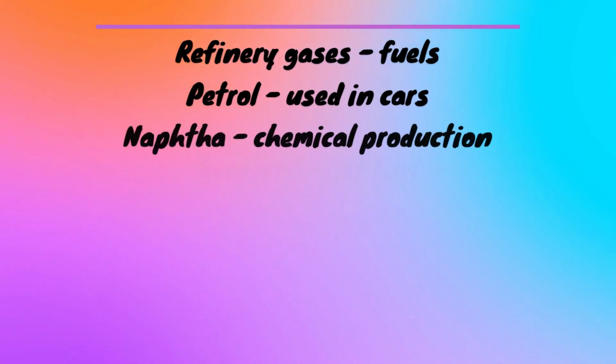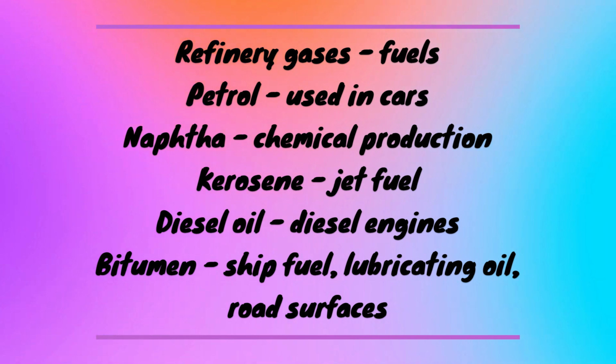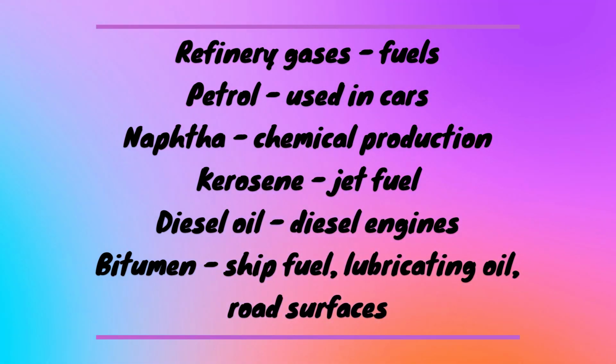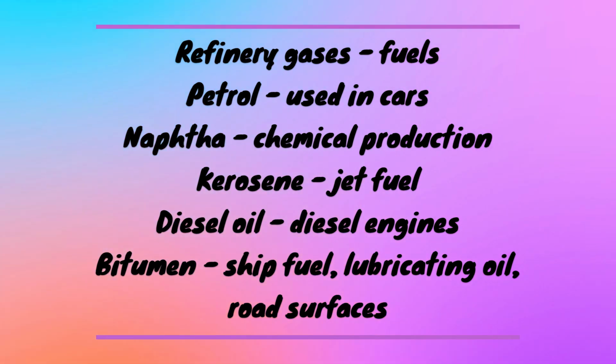So moving from the bottom of the fractionating column to the top, down at the bottom we have bitumen. Now its uses include fuel for ships, lubricating oil, and in making road surfaces. Moving further up we have diesel oil, which is fuel for diesel engines, kerosene, which is used as jet fuel. Even further up we have naphtha, which is used in chemical production, and nearing the top now we have petrol, used in cars, and then right at the top are the refinery gases, which are used as fuels.